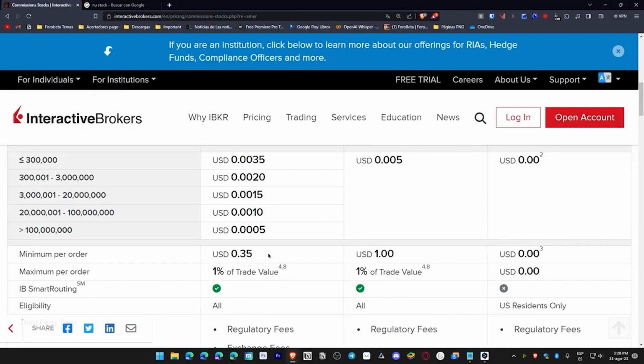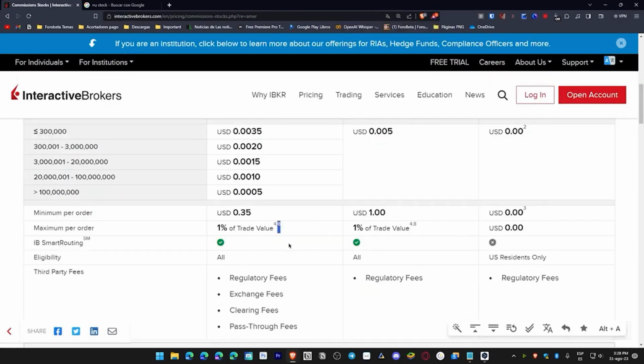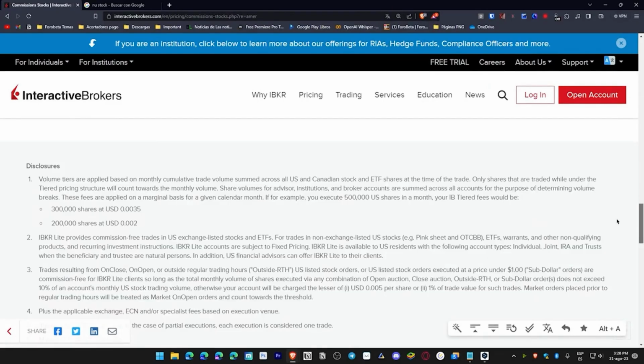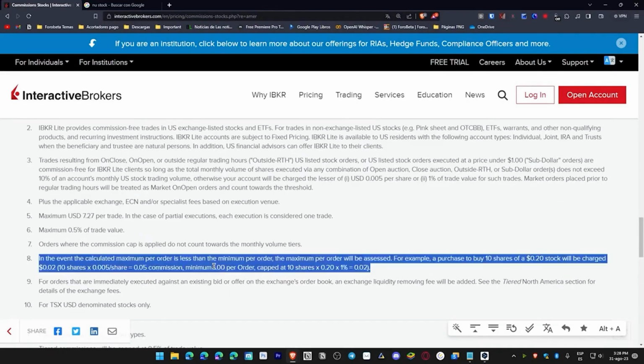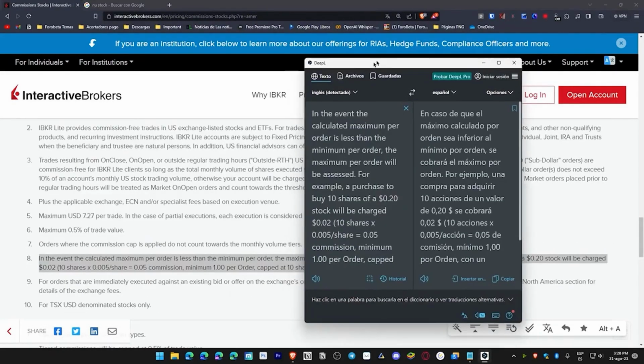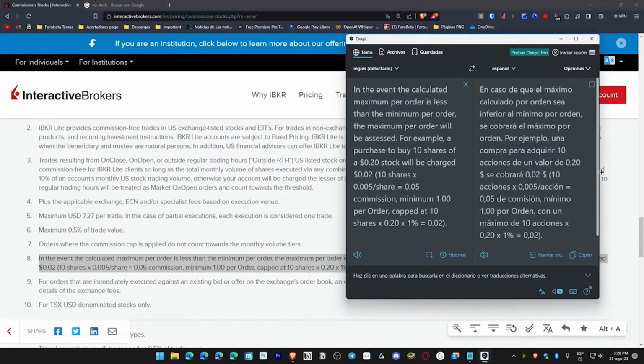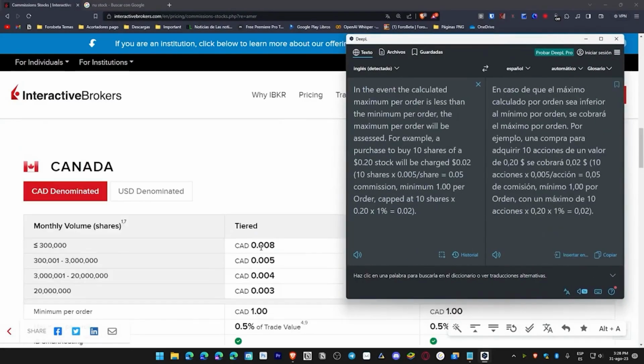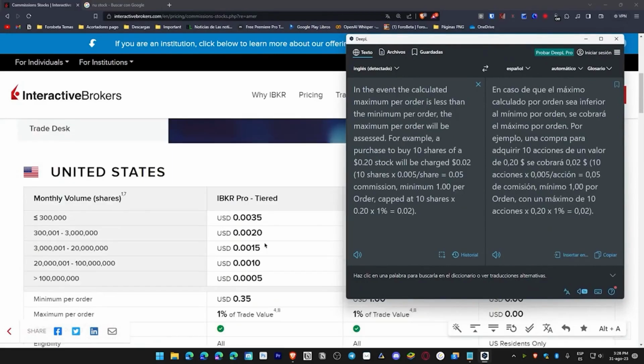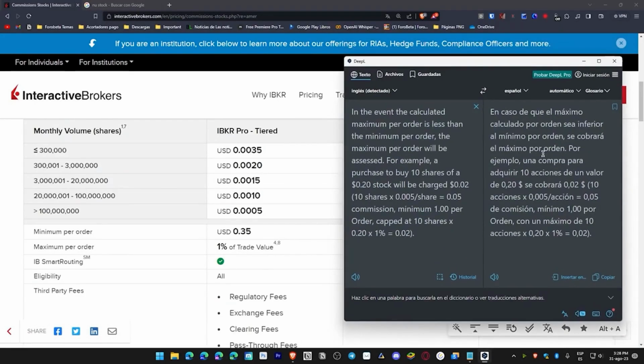And don't worry if you haven't understood up to this point, we're gonna move on to point 8, which is over here, so we can understand it better. Let's scroll down and read what appears here. Let's copy it, translate it, and leave it here on the right. Alright, now let's go back to the commission system so we can understand it. It says that if the maximum calculated per order is less than the minimum per order, and maybe this is where you're starting to get confused, but don't worry because we're going to go through it point by point.